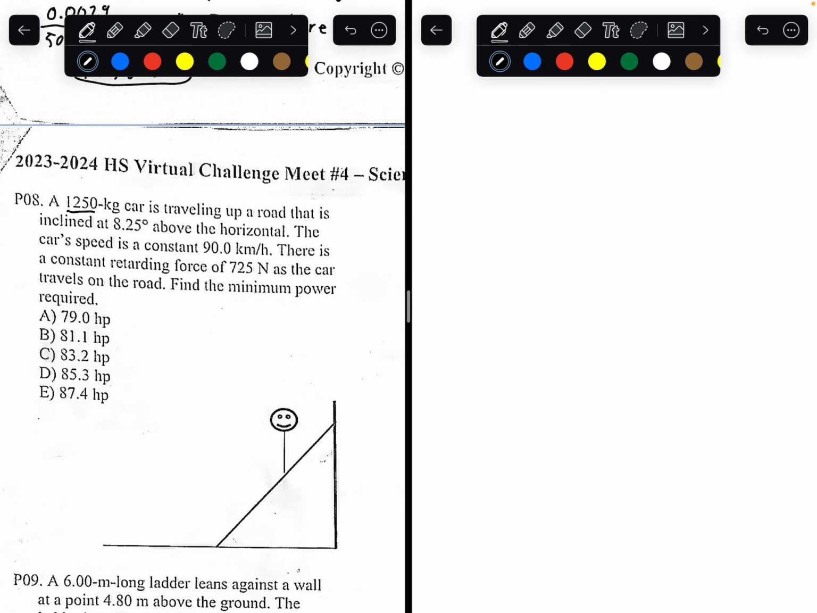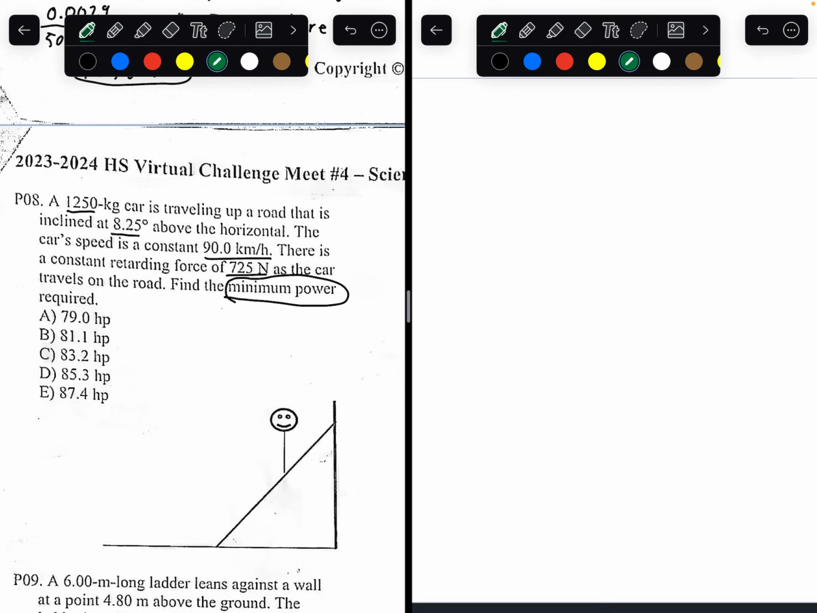Number 8. A 1,250 kilogram car is traveling up a road that is inclined at 8.25 degrees above the horizontal. The car is at a constant speed of 90 kilometers per hour, with a constant retarding force of 725 newtons as the car travels on the road. Find the minimum power required.